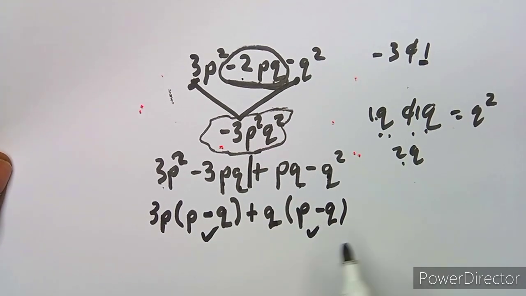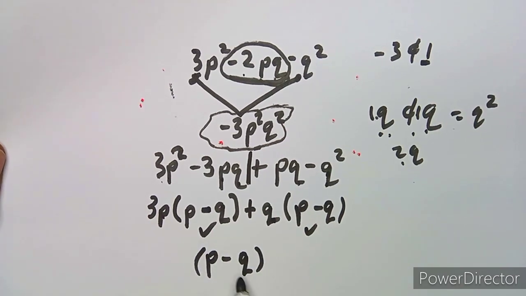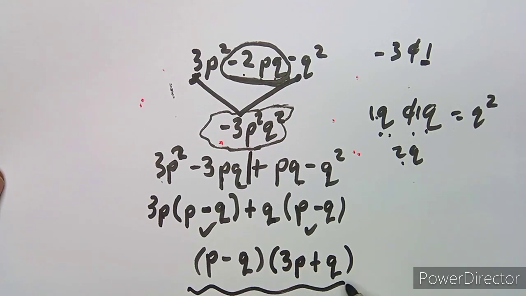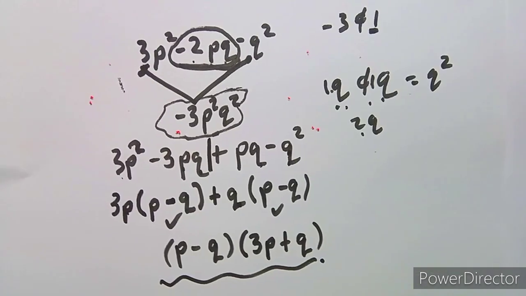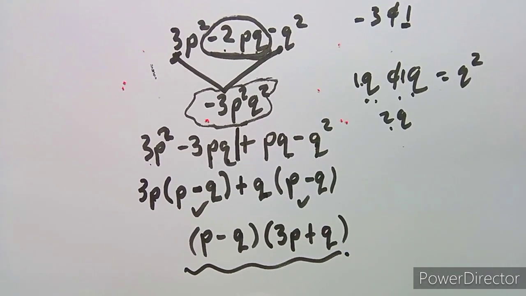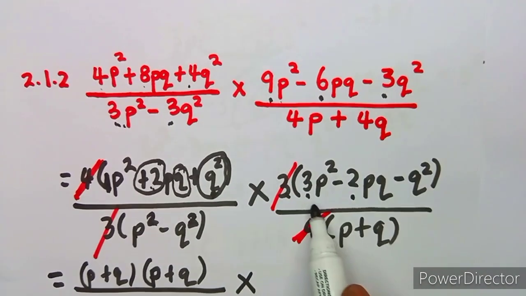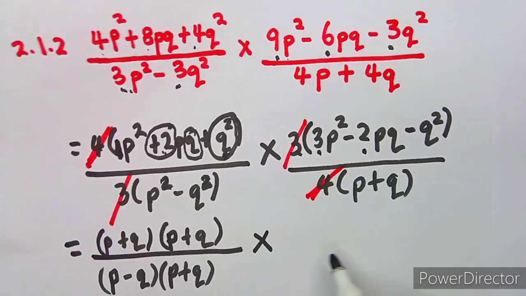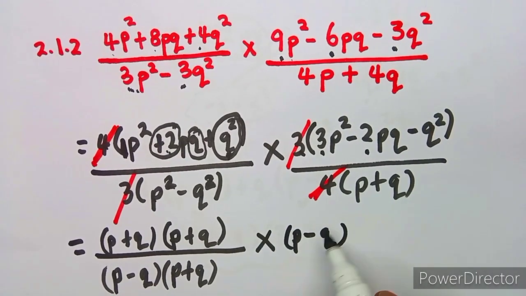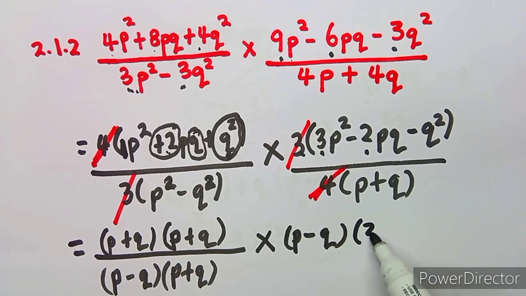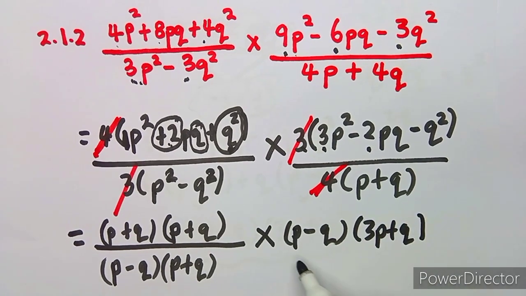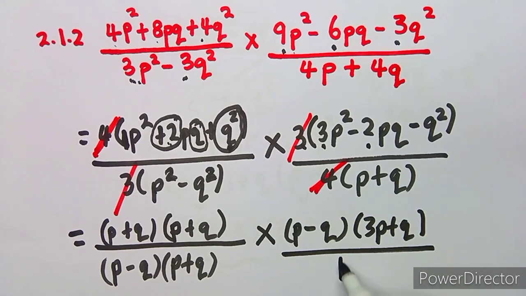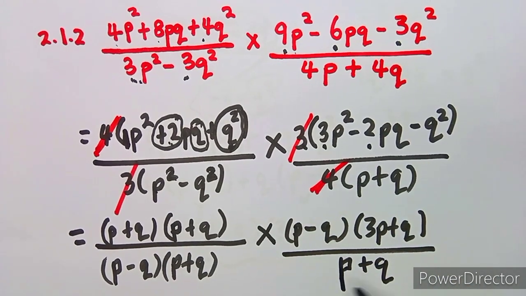So these brackets are the same. You factor it out as one bracket like this, into 3p plus q like this. So that's what you're going to have here from that part. So this is what you're going to write here. In place of this whole part, we are now going to substitute with p minus q into 3p plus q, 3p plus q, everything over p plus q. So this one is direct, there's nothing that we can do there.